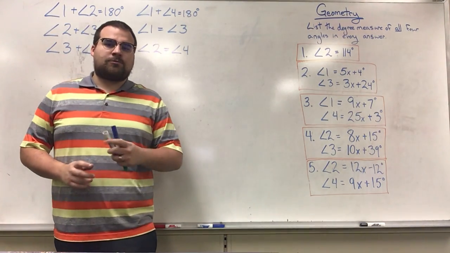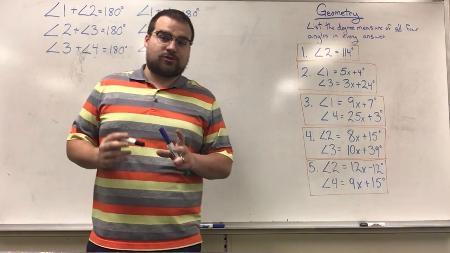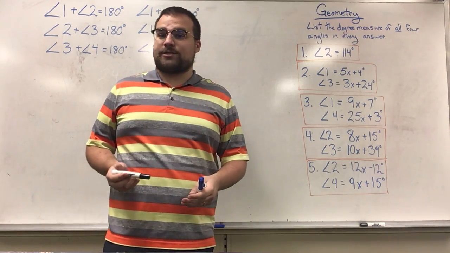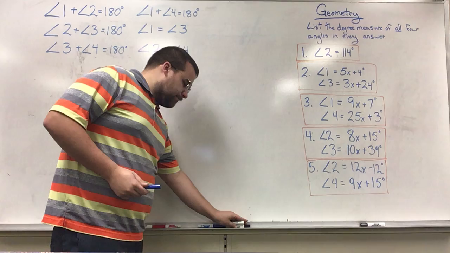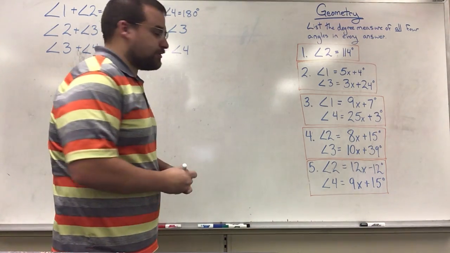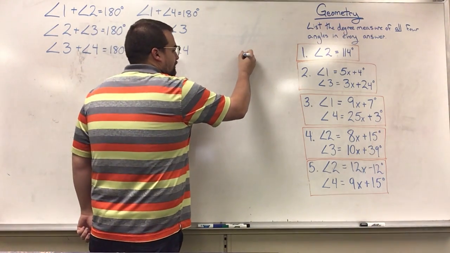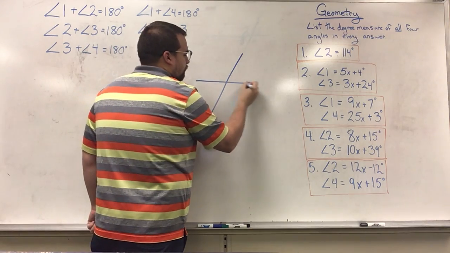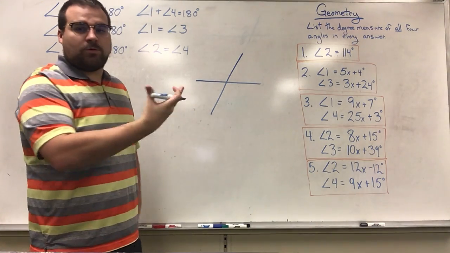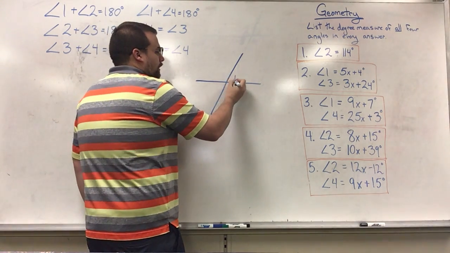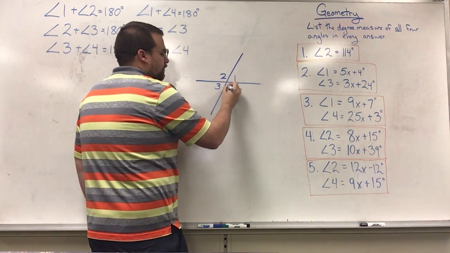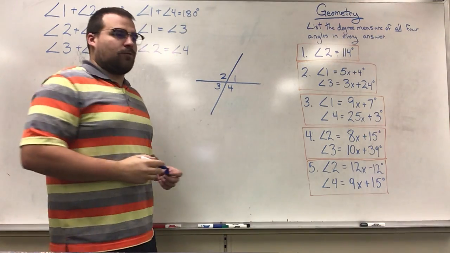Hey guys, today we're going to be talking about intersections of lines and the angle relationships created from them. So, as we all know, angles are created from an intersection of lines. Something like this. Now, what happens here is four different angles are actually created. What I like to call angle 1, angle 2, angle 3, and angle 4.